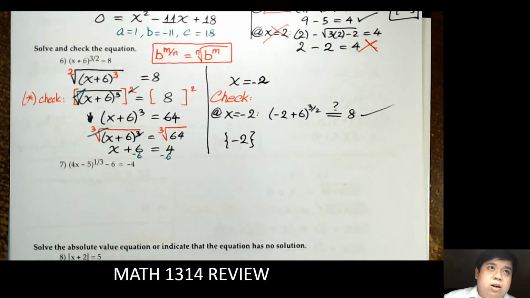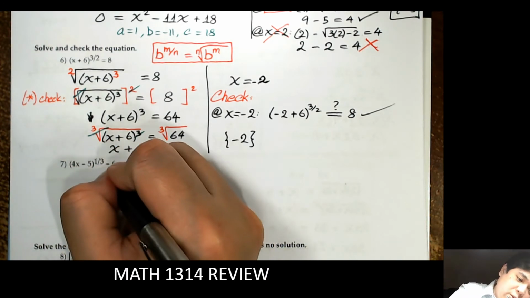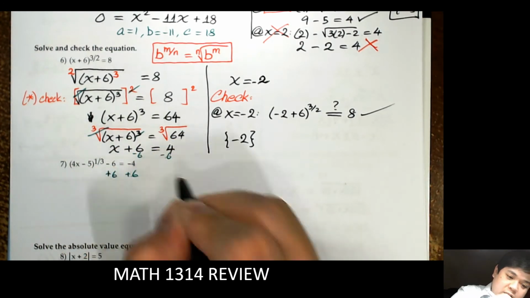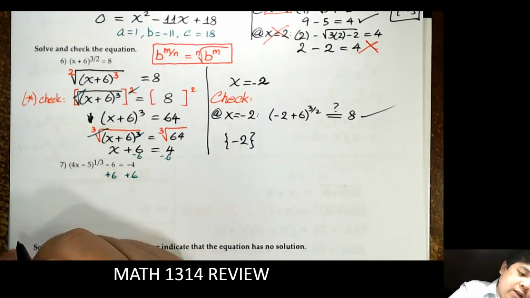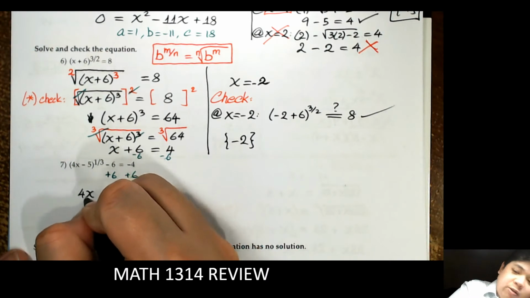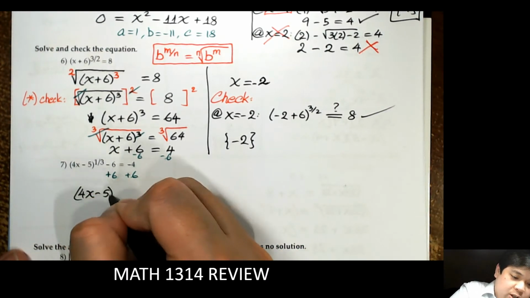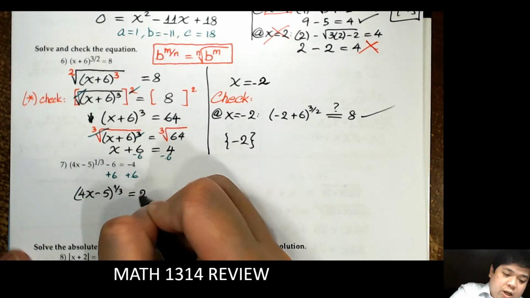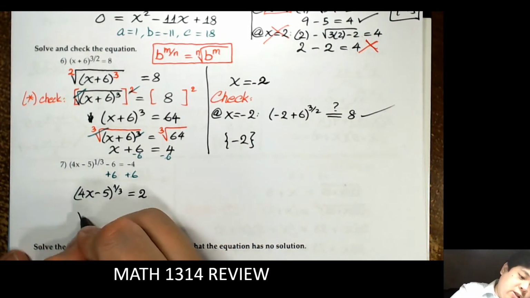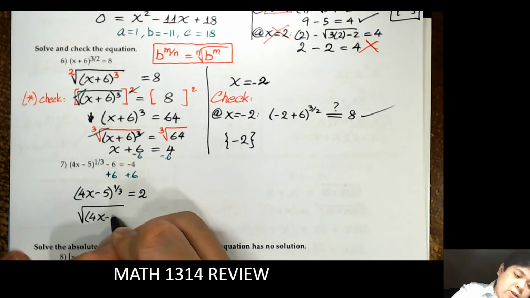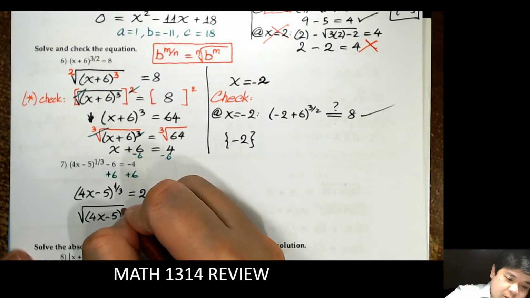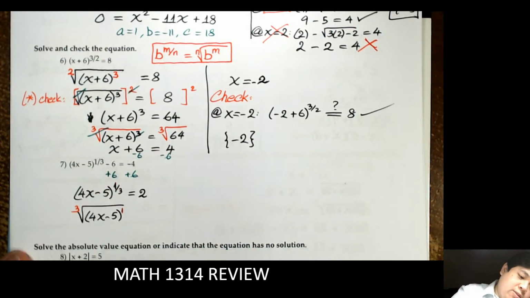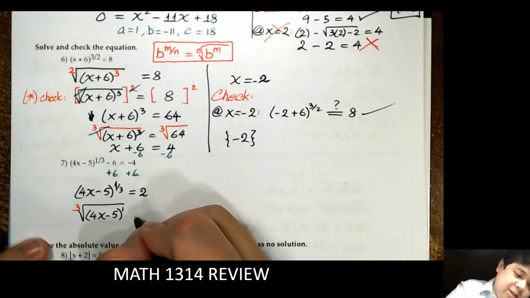Next, another one, kind of the same. We'll try to get the rational exponent by itself. So we add 6 on both sides. So we have 4x minus 5 to the 1/3 equal to 2. Next, we will rewrite the 1/3 power: power on the top, root at the bottom.